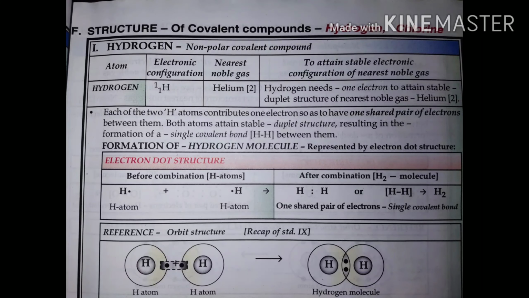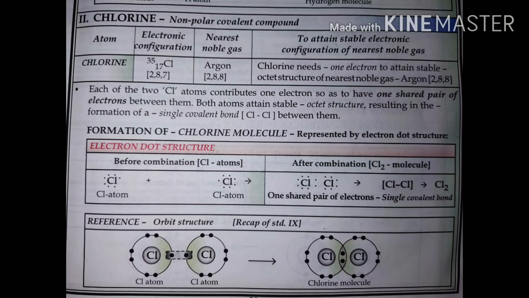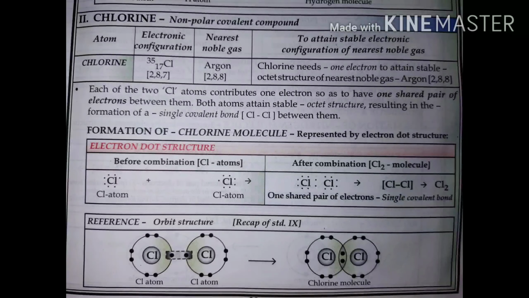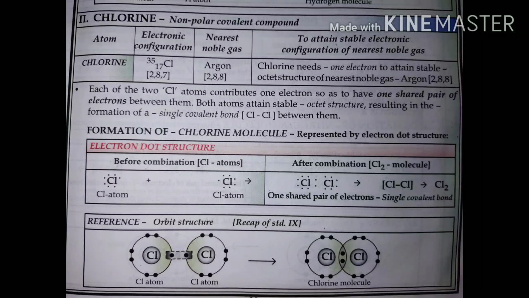A very similar type of molecule is a chlorine molecule. Chlorine has electronic configuration 2,8,7, and to attain an electronic configuration like argon, chlorine shares one electron with another chlorine atom. I think this part can be done by you. I keep this part for self-study.